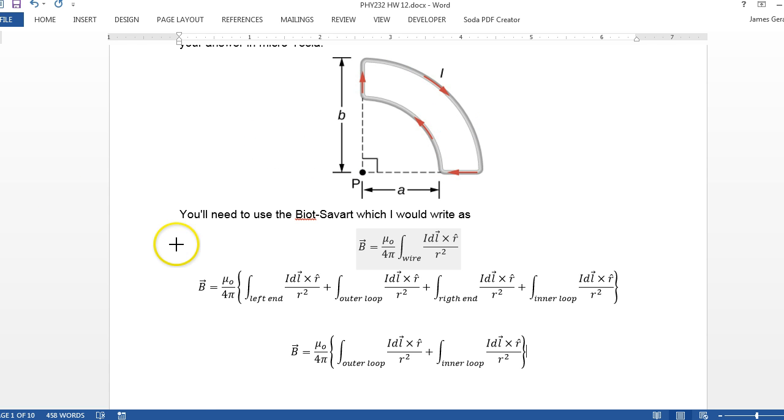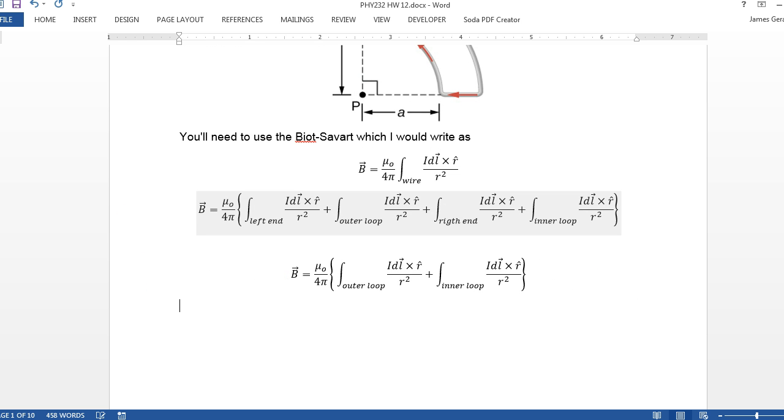So let's go write this again. Let me type. Outer loop.